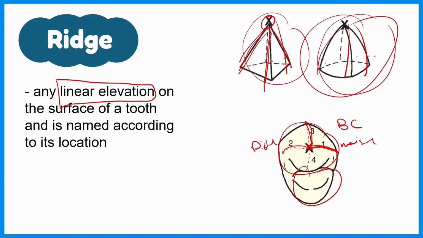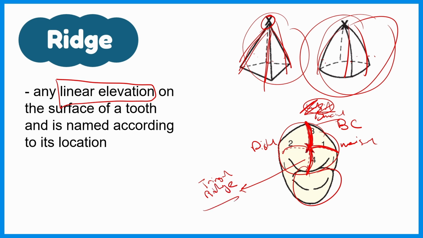This over there is the buccal ridge. It's called the labial ridge on canines, but this is a premolar, so it would be called a buccal ridge. And this right there, on posterior teeth, is called a triangular ridge. We'll be talking about the triangular ridge in a moment.